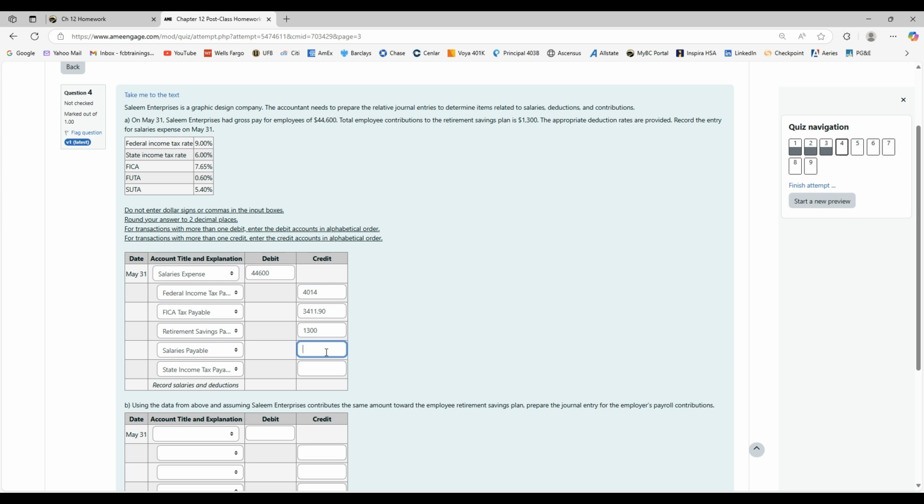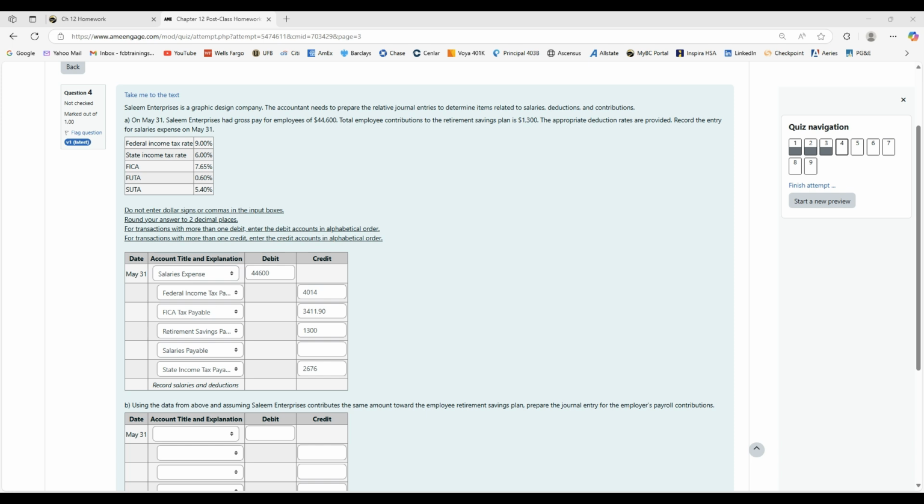Retirement savings, it just told us was 1,300, so we're holding that for the employees and sending it to our investment company, the retirement plan company that we work with. And the state income taxes payable is what, 6%? Okay, so 6% times 44,600, which is 2676.